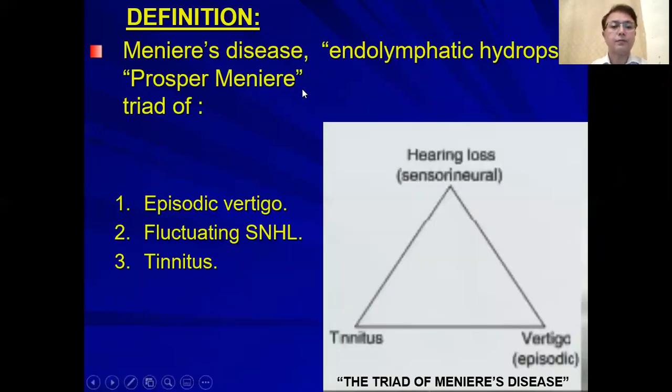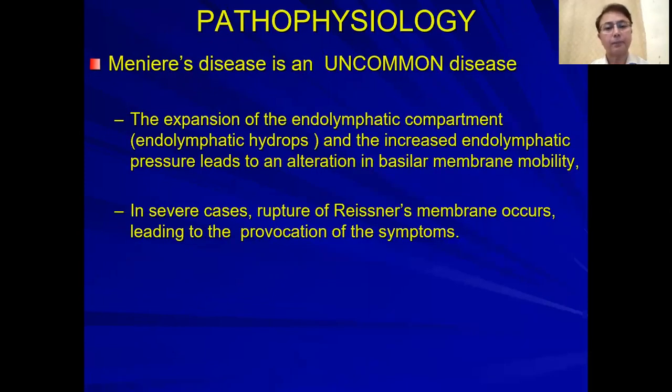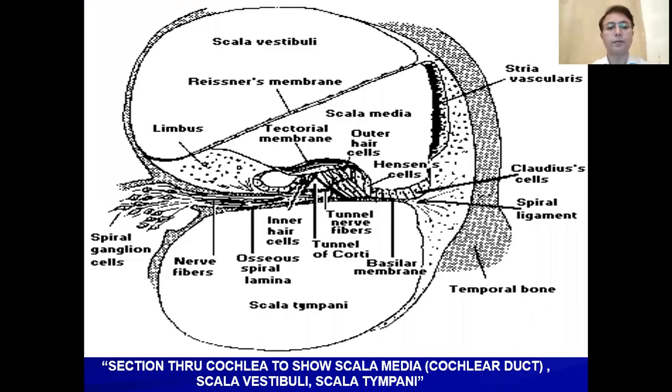It was a physician from France, a French physician, Prosper Meniere, who first noticed a long series of patients having episodes of vertigo, fluctuating hearing loss, and some tinnitus. And in between the attacks, the patient is very fine. It's an uncommon disease. There's expansion of the endolymphatic compartment. In very severe cases, there are tears or rupture of Reissner's membrane that leads to very severe symptoms of vertigo.